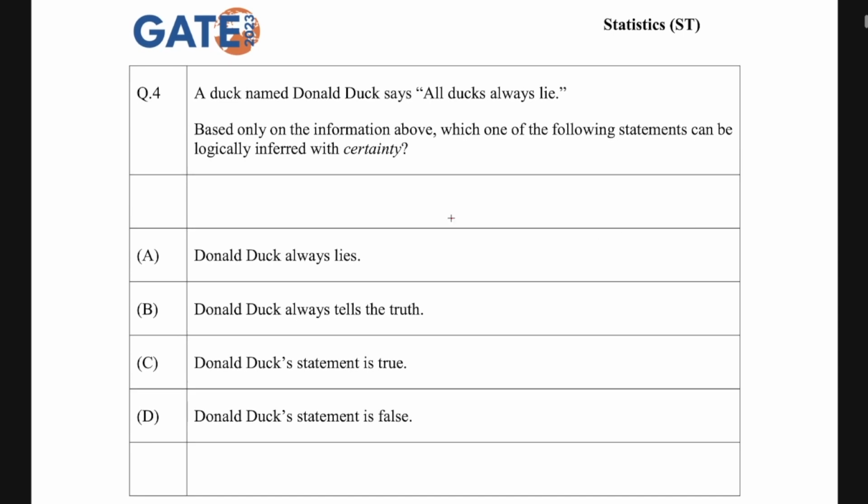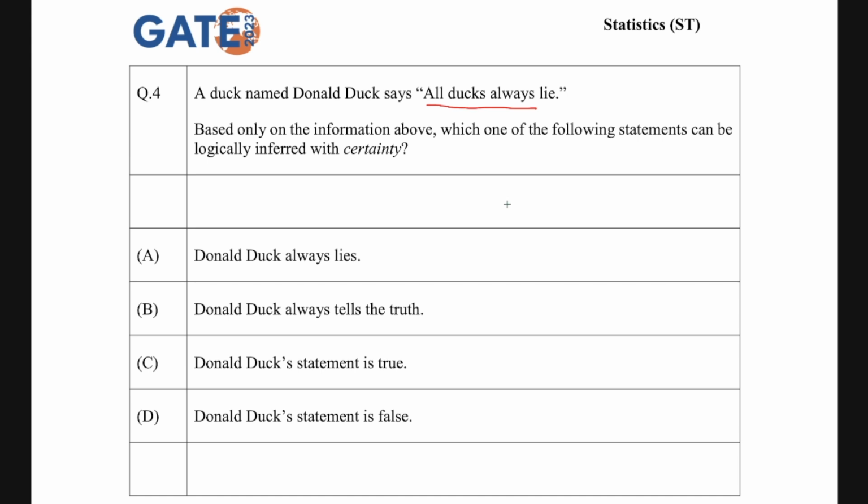So the next question says that a duck named Donald Duck says all ducks always lie. Now, based only on the information above, which one of the following statements can be logically inferred with certainty? First says that Donald Duck always lies. Second says that Donald Duck always tells the truth. Third says that Donald Duck's statement is true. And fourth says that Donald Duck's statement is false. Now we have to be very careful when we have this type of questions.